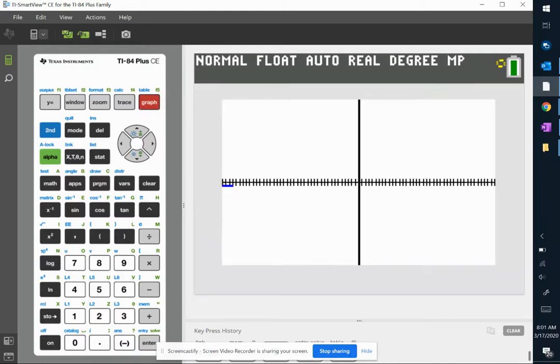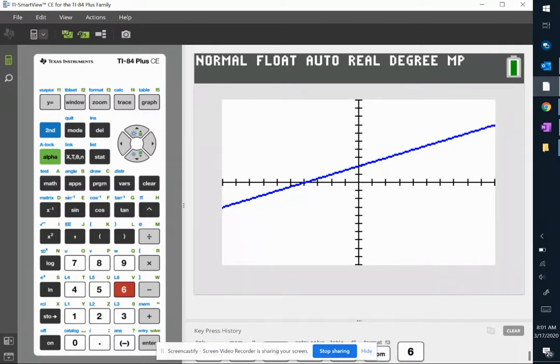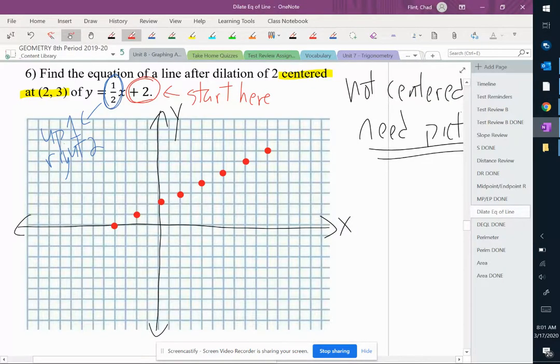I can see a graph of it if I want to. My window is very zoomed out. So I want to go zoom button and then 6 for zoom standard. So there's my line, which is what I drew on my picture. If I want the points, I hit second graph, it'll give me a table. And then I can scroll up and down there and get the points. So if you don't want to graph the line without the calculator, that's how you use the calculator.